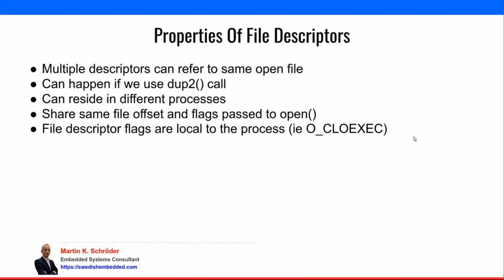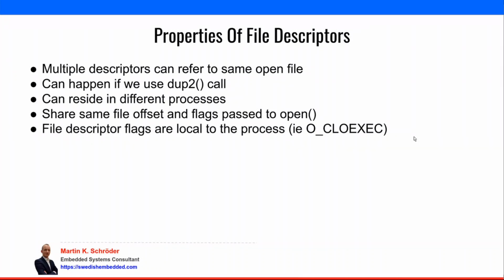So let's talk about properties of file descriptors. We know that we can have multiple file descriptors referring to the same open file, and we can duplicate file descriptors. We can copy a file descriptor to another number. There are certain functions, for example when we do a printf in an application, that will always write to file descriptor number 1, which is the standard output. We can duplicate file descriptors to replace the standard output.